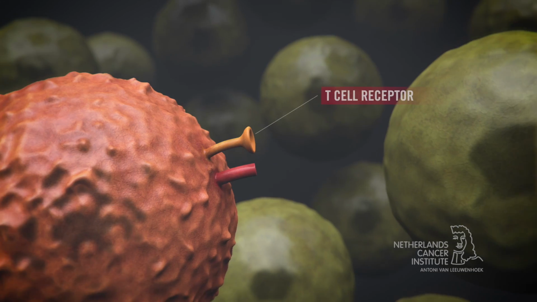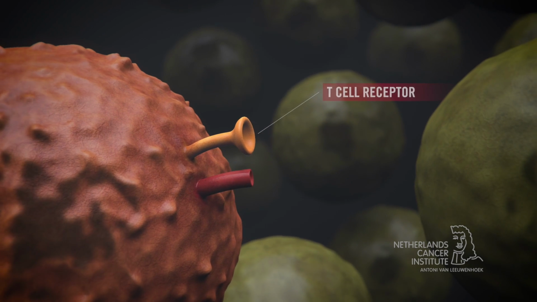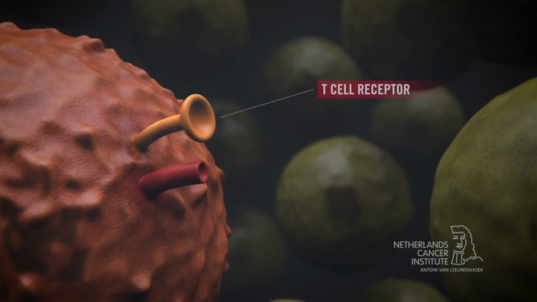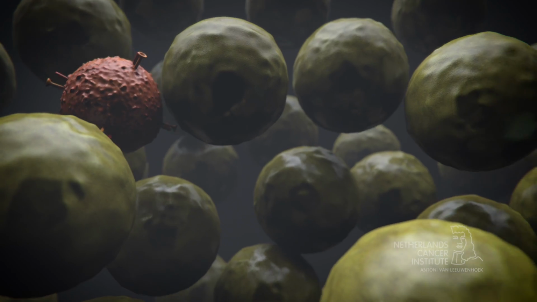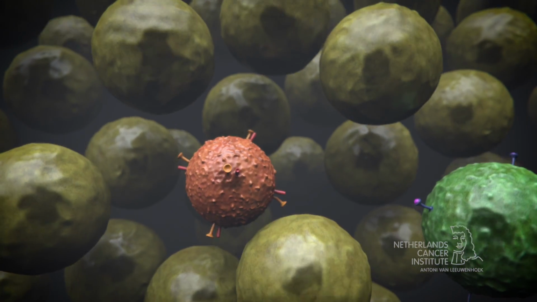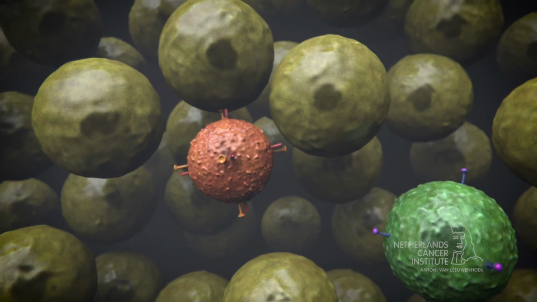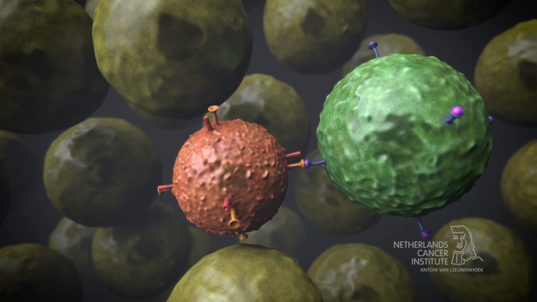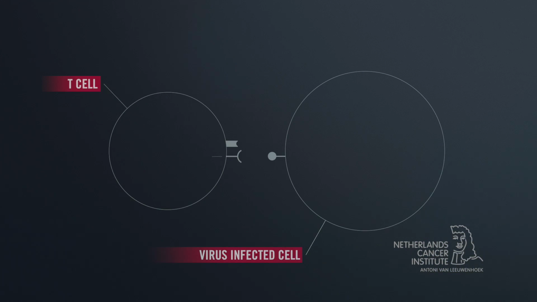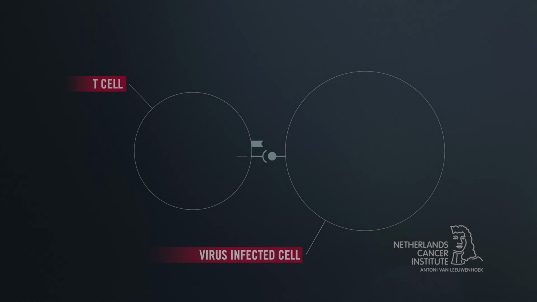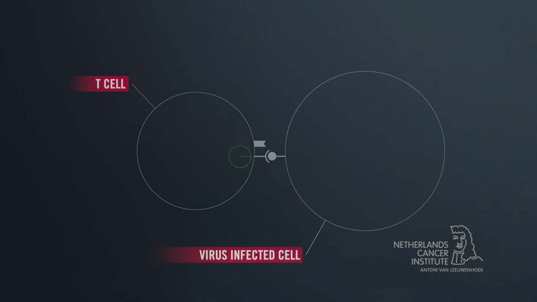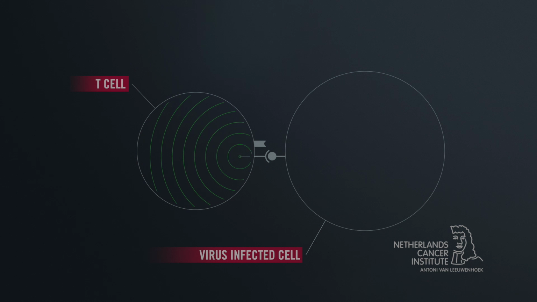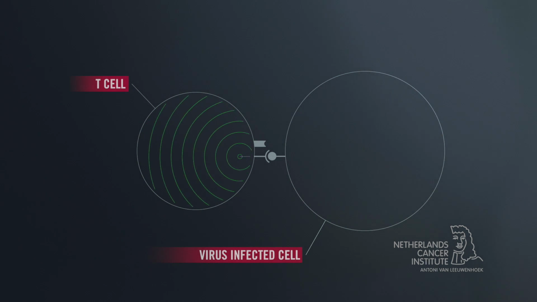To do this, the T cell uses an antenna-like structure called the T cell receptor. Using its T cell receptor, the T cell checks whether a cell is abnormal, for example, whether it has been infected by a virus, as shown here. When the T cell receptor recognizes an abnormal cell, it will attach to the cell. The receptor then gives a signal to the T cell to destroy the abnormal cell by releasing deadly molecules.